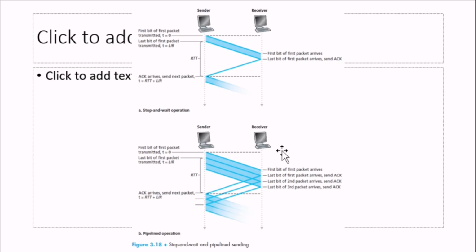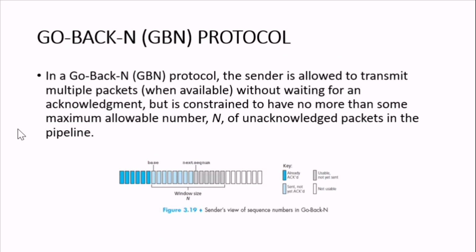So in this pipeline application, we can avoid delay for the data. So we're looking at the error recovery protocol for the pipeline operation. The first is the Go-Back-N, GBN, protocol.